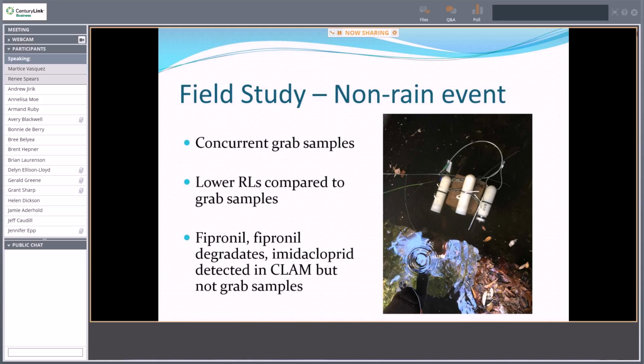They did some concurrent grab sampling with the CLAM deployments, and they found that lower reporting limits were achieved with the CLAM sampler compared to the grab samples, and that they were able to detect fipronil and the fipronil degradate as well as imidacloprid in the CLAM samplers, but not in the grab samples. That was something they hadn't seen before in this particular area, but with the CLAM they were able to pick these up.